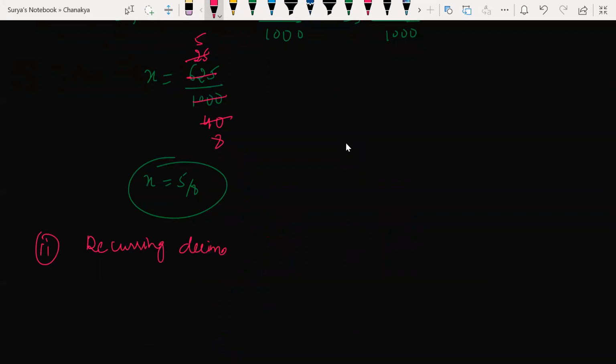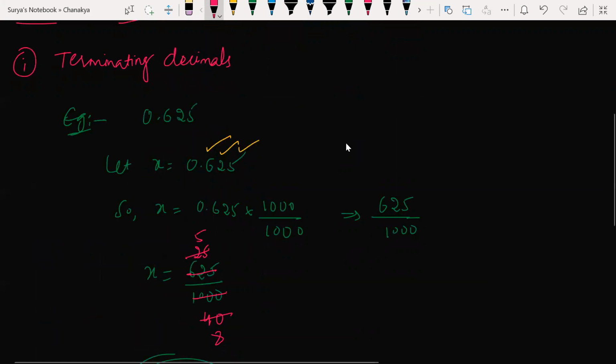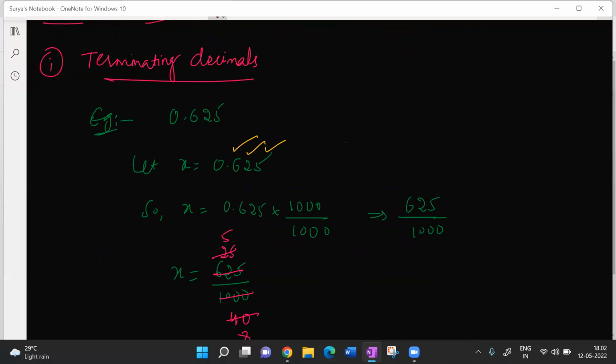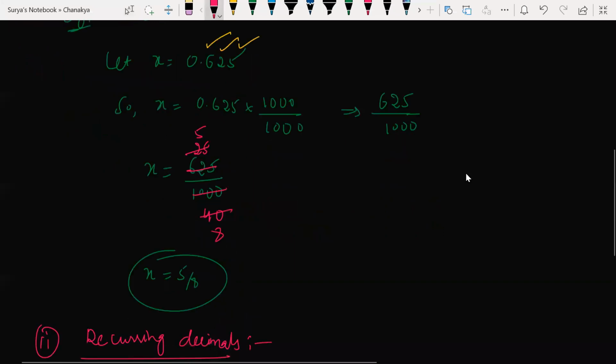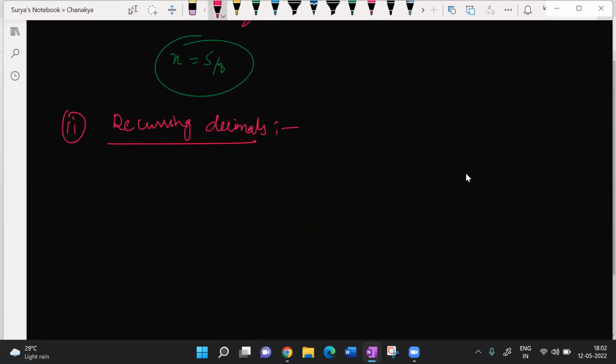What do you mean by recurring decimals? Sir, decimal numbers that do not end. Yes, they keep continuing, they keep repeating. So they will not end.